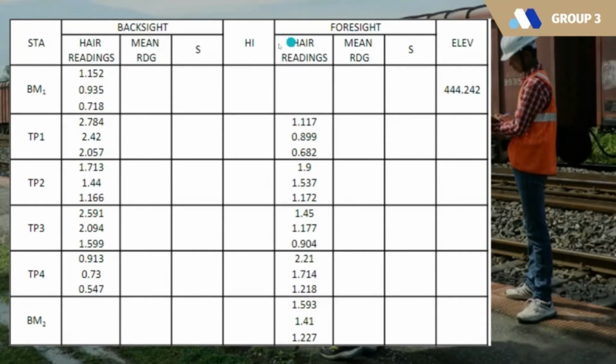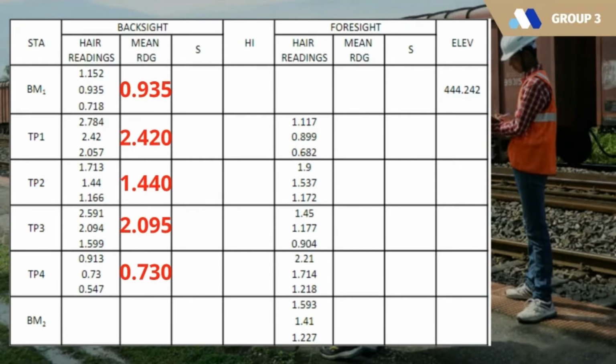In computing for the mean reading, we are going to get the sum of all three readings and divide it by 3. Using our calculators, we're going to solve for the mean reading. For BM1, we have 0.935. For TP1, we have 2.420. For TP2, we have 1.440. For TP3, we have 2.095. And for TP4, we have 0.730.